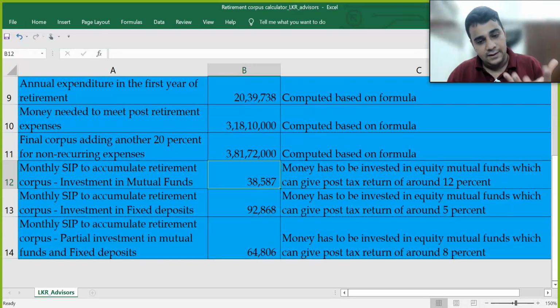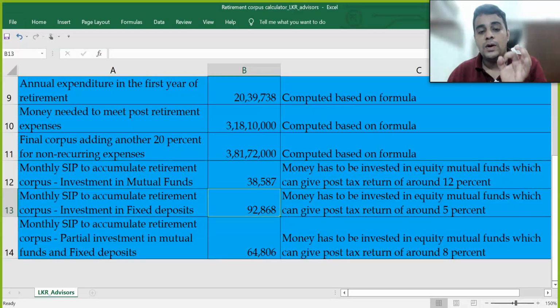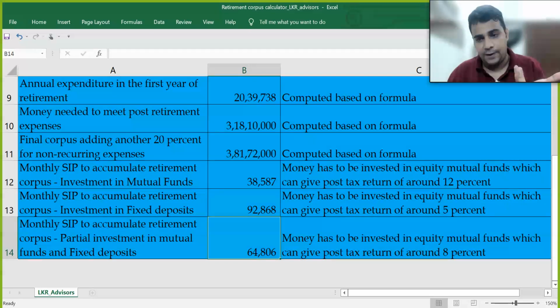If you put this money in fixed deposit, then you will have to do an FD of 93,000. Whereas if you do it in part equity, part mutual fund, then it is 65,000. Depending on your risk expectation, you can decide where to put money. We normally advise at the young age you should put money in mutual funds. As you become older, you can shift a part of your investments from mutual fund to fixed deposits.